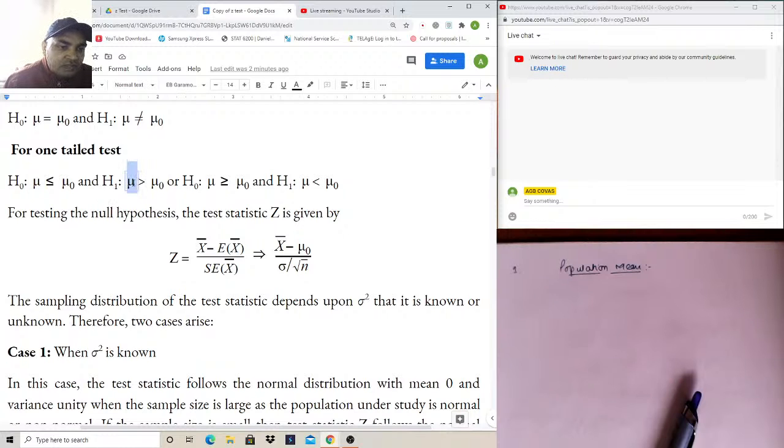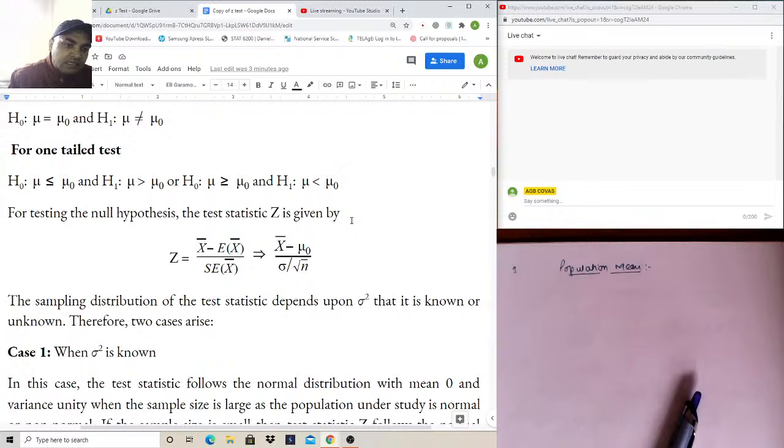Because the equality sign is there, this is considered as your null hypothesis. And here the greater than sign is there, there is no equality sign, so this is your alternative hypothesis. The reverse of this is that your sample mean is either equal to or greater than the population mean, and your alternative hypothesis is that your sample mean is less than your population mean.